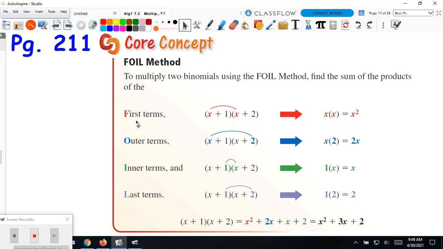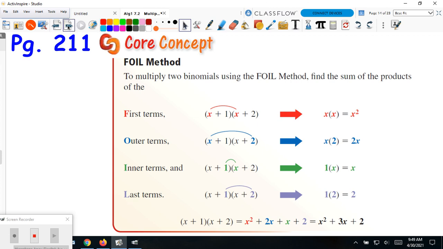So again, first, outer, inner, last for FOIL. That's what we would just need to remember. We can remember that, and that helps us remember how to do that double distributive property. It's kind of like what you're doing. You're taking this first term and distributing it to these two. That's what your first and outer are doing. Then you're taking basically this 1 and multiplying it times those two, and that's your inner and last terms.